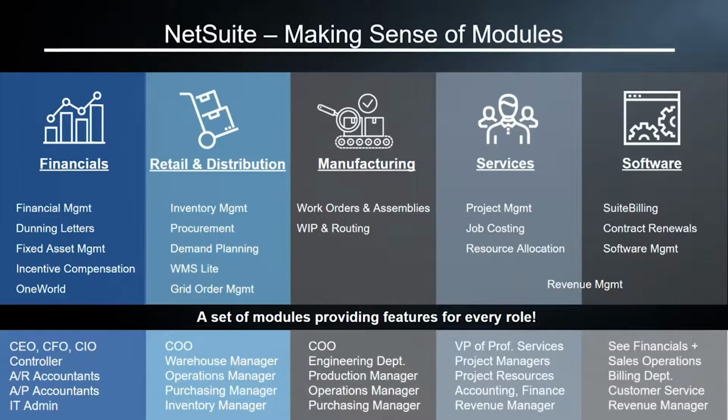Software companies can benefit from SuiteBilling and contract renewals, which assist teams in sales operations and billing, whereas software management as a module assists the customer service and support team in tracking and resolving product issues while allowing for electronic distribution of software. Shared among service and software companies would be the revenue management module, allowing for automated revenue recognition for projects and software contracts.